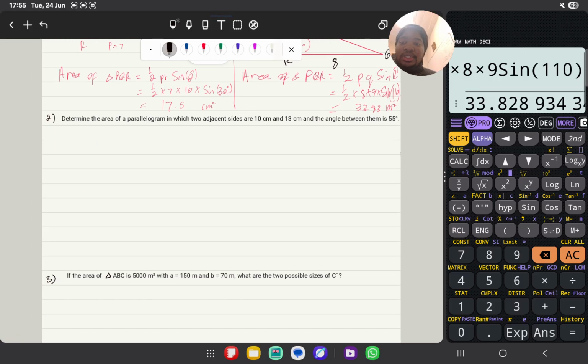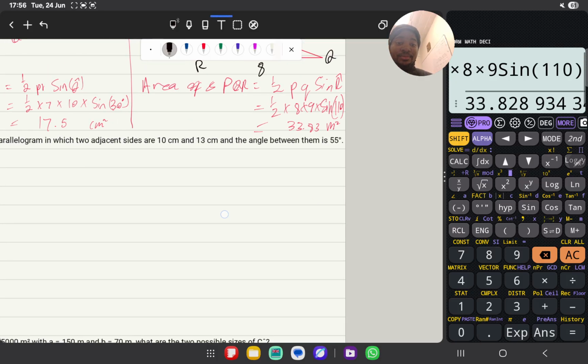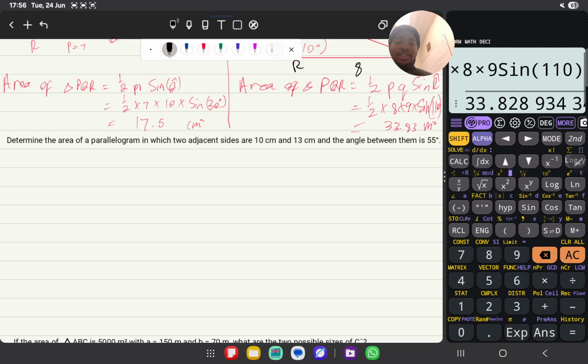Let's just do quickly these two examples. Determine the area of a parallelogram in which two adjacent sides are 10 centimeters and 13 centimeters, and the angle between them is 55 degrees. Beautiful. Remember, a parallelogram.